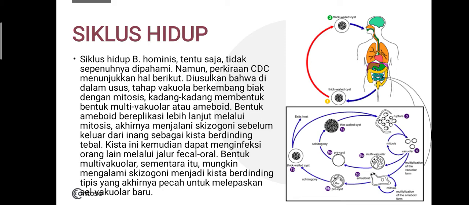Okay, next about the life cycle of Blastocystis hominis, which is of course not fully understood. The CDC approximation indicates the following. It is proposed that within the gut, vacuolar stages reproduce by mitosis, occasionally forming multivacuolar or amoeboid forms. The amoeboid forms replicate further through mitosis, eventually undergoing encystation before exiting the host in the cyst stage. This is then infective via the fecal-oral pathway.